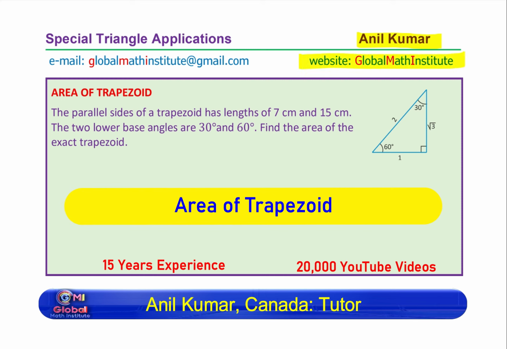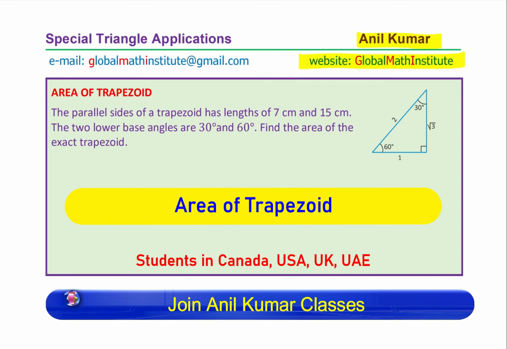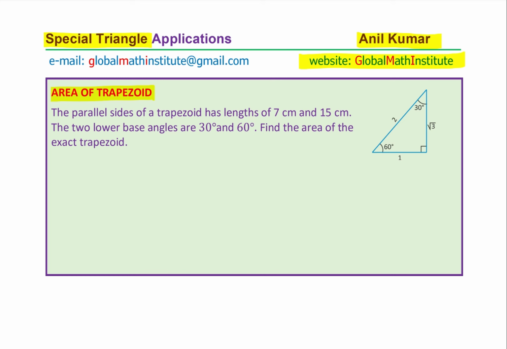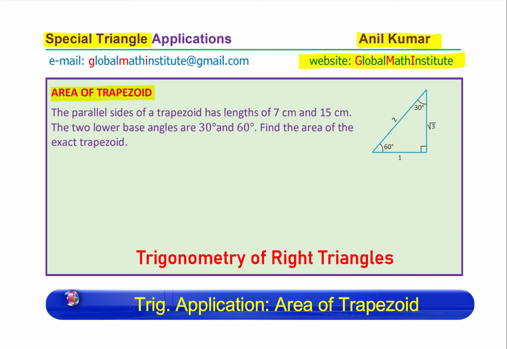Let me share with you a question from my student who wants to understand how we find the area of a trapezoid for given conditions. We'll use a special triangle to solve this. We'll also use trigonometry for finding the solution. So I'll provide you with both the solutions.